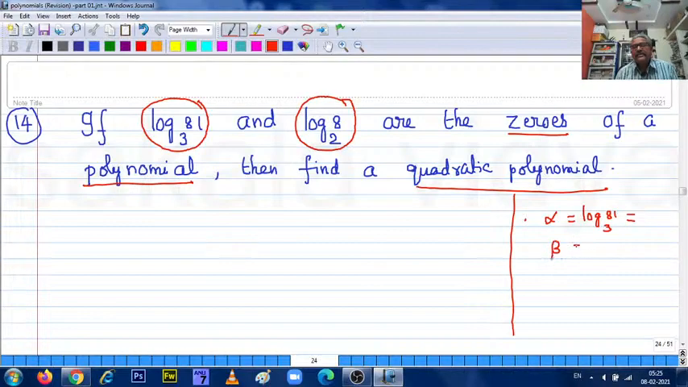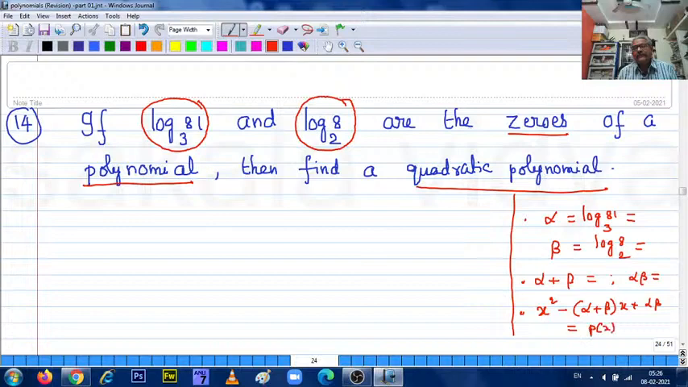Say next, beta is log 8 to the base 2. First, these two values we need to find out using logarithmic properties. After getting alpha plus beta, find alpha beta value. Next, the formula of the quadratic polynomial is x square minus (alpha plus beta) into x plus alpha beta equal to p of x. So this is the required quadratic polynomial.